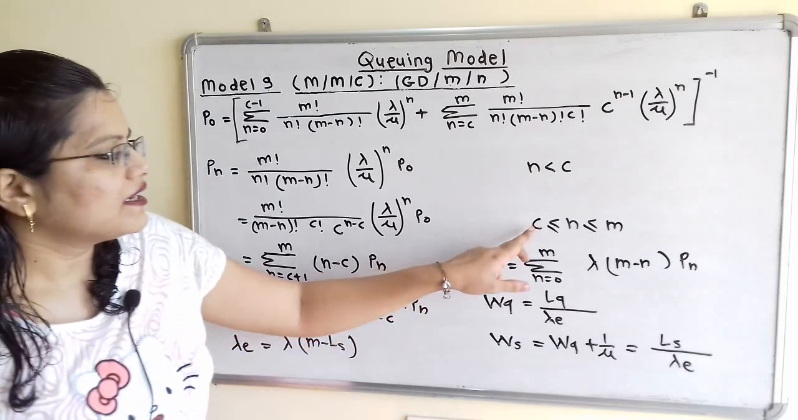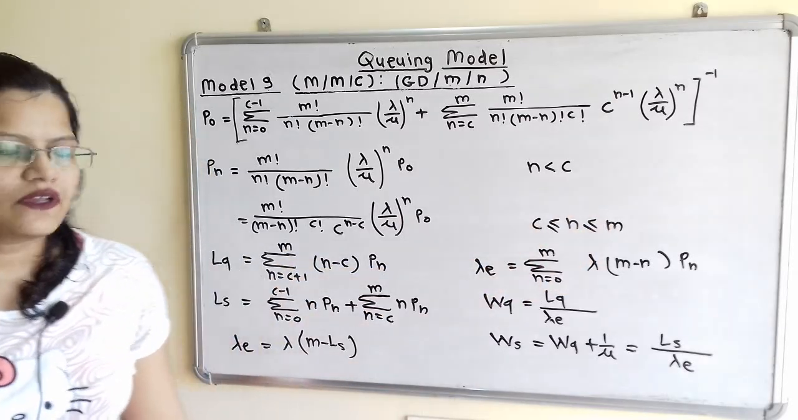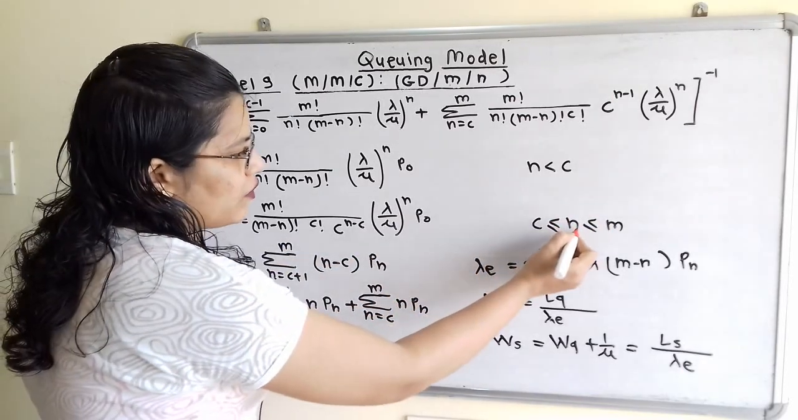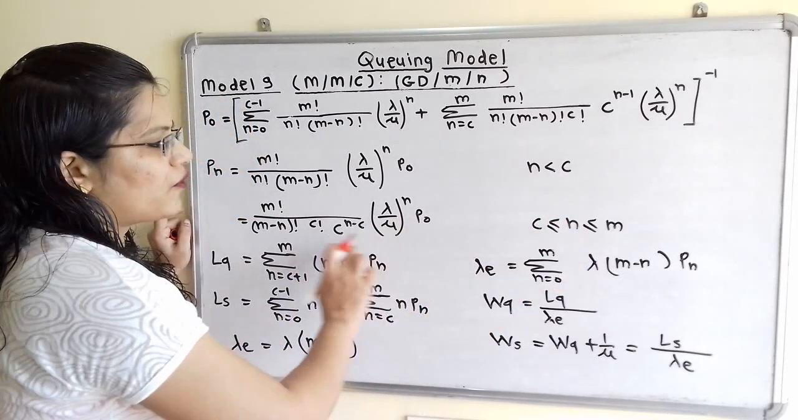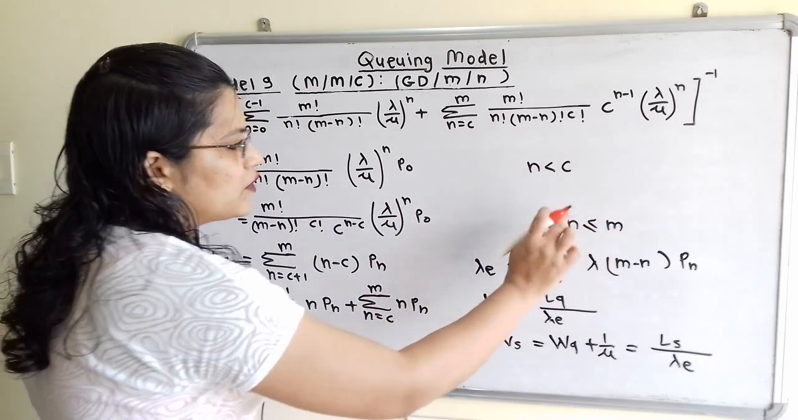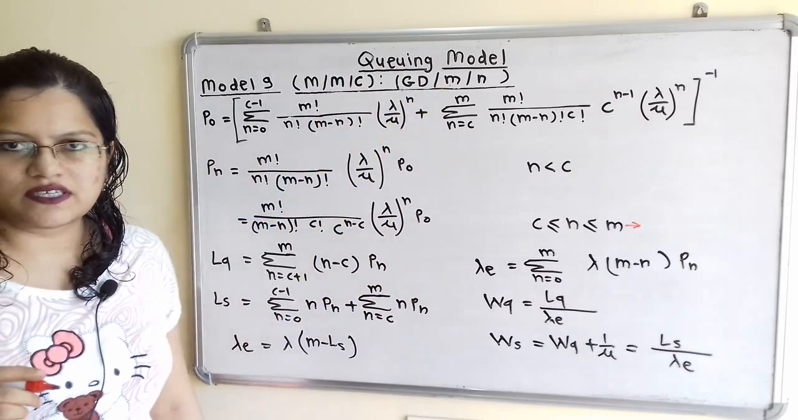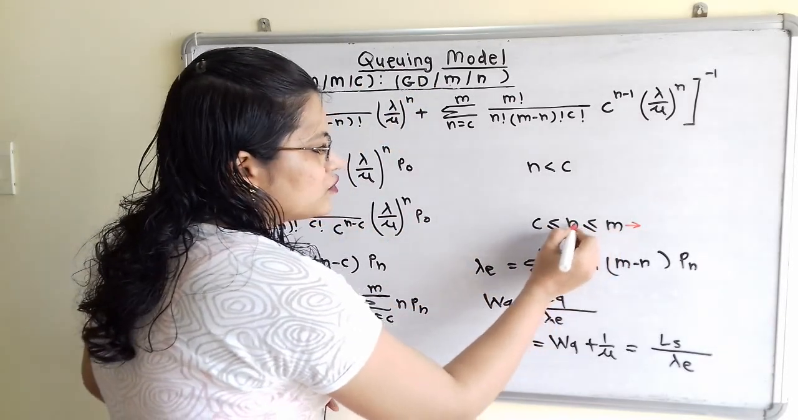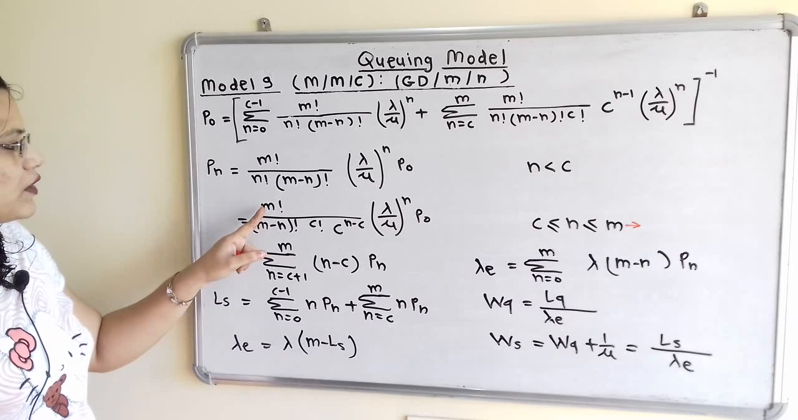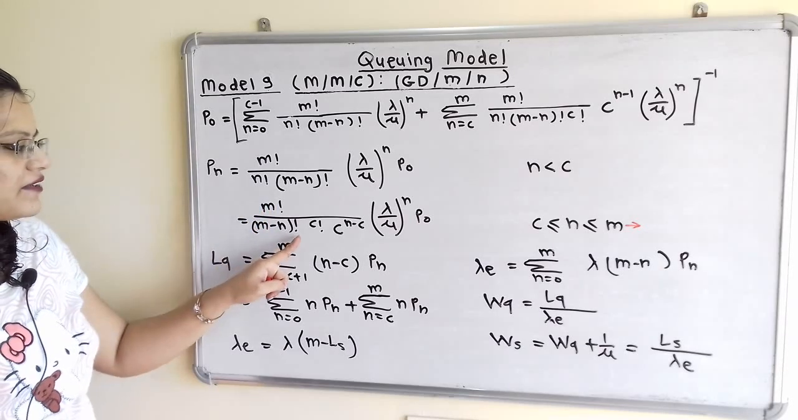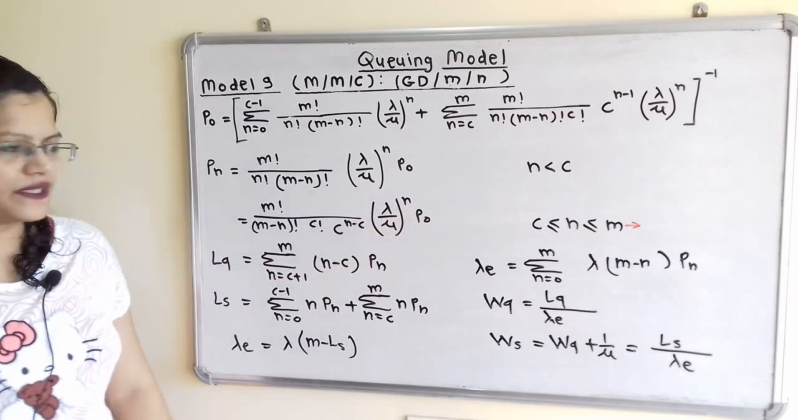So we can say that C is less than or equal to N is less than or equal to M. So when C is equal to N, or we can say C is less than N, then we will use this formula. N should also be less than or equal to M, because M is the total number of machines allowed into the system. So this N should always be less than or equal to M. So this is the formula: Pn is equal to M factorial divided by (M minus N) factorial C factorial C raised to N minus C, (lambda by mu) raised to N, P0.